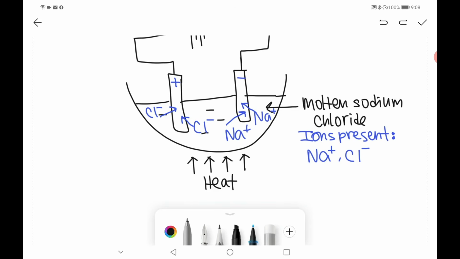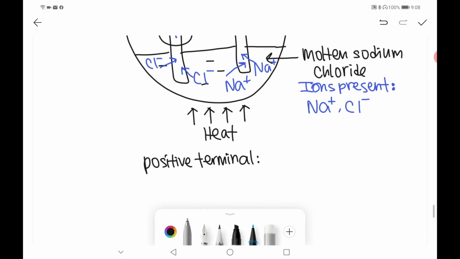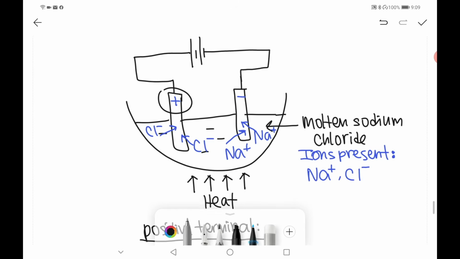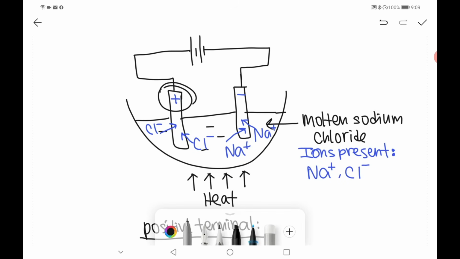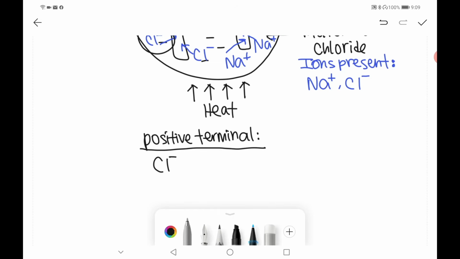Okay, so now we start with the positive terminal first. At the positive terminal here, who comes over? Cl minus. You can refer to the picture. This diagram can help you to see the whole thing. So for the positive terminal, Cl minus comes over.